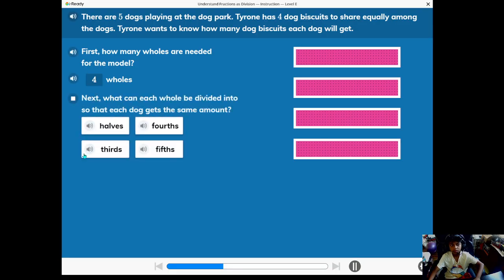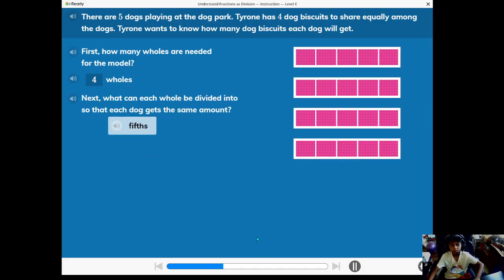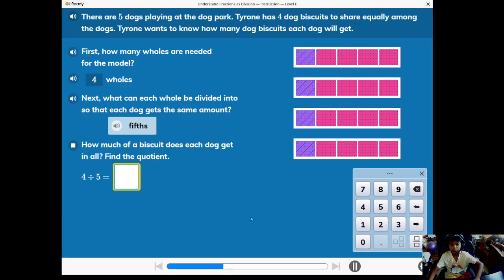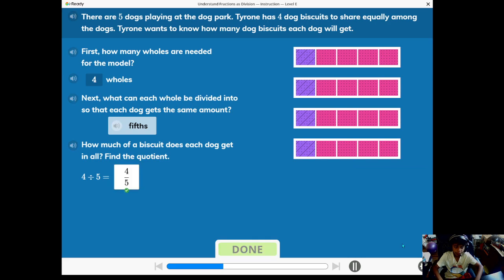Next, what can each hole be divided into so that each dog gets the same amount? Fifths. Now, each hole is divided into 5 equal parts. Each dog will get 1/5 of each dog biscuit. How much of a biscuit does each dog get in all? Find the quotient. 4/5. Great work!